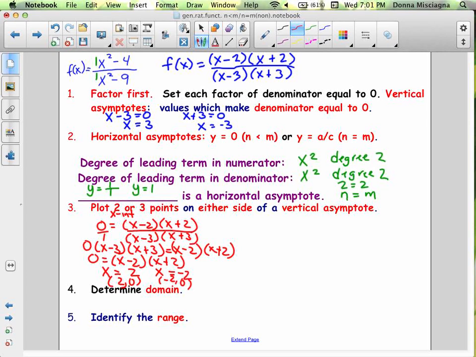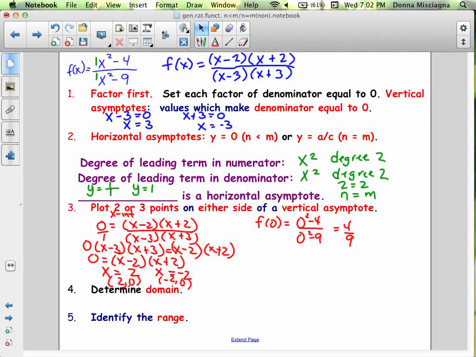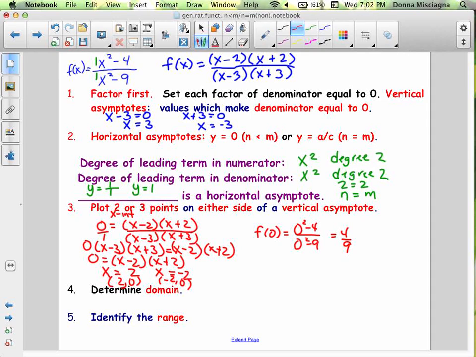Now to find the y-intercept, you just plug in 0 for x. So f of 0 equals 0 squared minus 4 divided by 0 squared minus 9. Well, that's just going to give us 4/9, right? And it's going to be negative 4 over negative 9, which would just be 4/9. So let me just label this. This is the y-intercept.